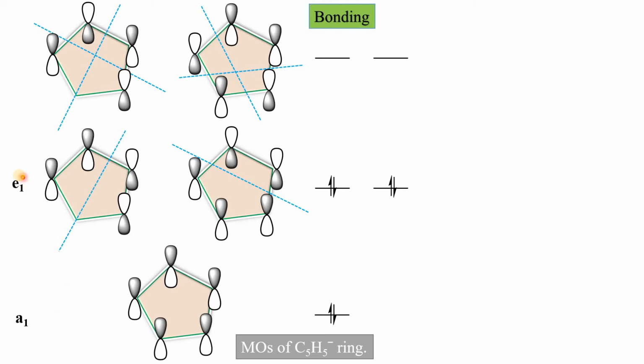Then E stands for doubly degenerate. There are 2, and 1 again stands for symmetric with respect to the C2 axis or with respect to the plane. Then these are called E2. E means doubly degenerate. 2 means these are antisymmetric with respect to the C2 axis, or if there is no C2 axis, then with respect to the mirror plane.